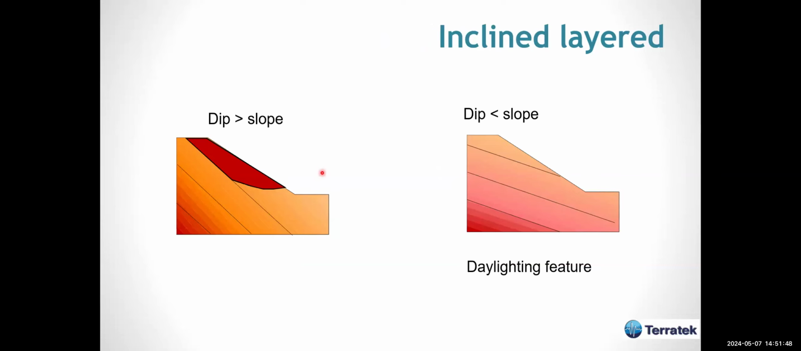If we have a dip, the inclination of the joints, greater than the inclination of the slope, this is the kind of slope that may form, okay? So if the dip is less than the slope, this is a different situation that may form. And we have what the geologists call the daylight feature, in which the joints are going to appear on the surface of the slope, okay?